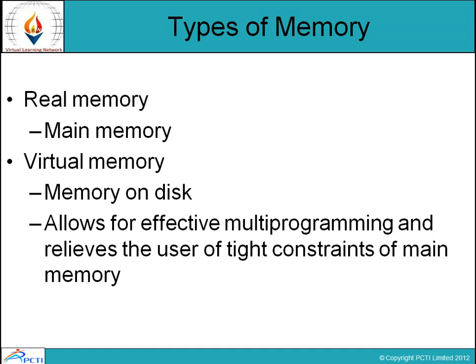Types of memory: real memory and virtual memory. Real memory is the main memory and virtual memory is the memory that is present on the disk. It allows effective multiprogramming and relieves the user of the tight constraint of main memory.